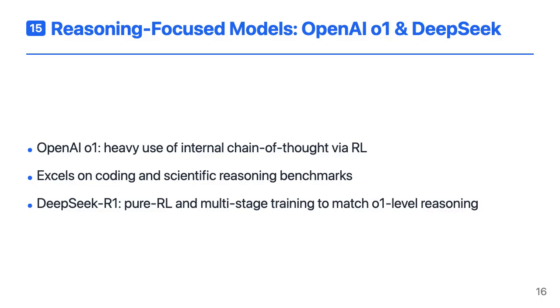A newer trend is models explicitly optimized for reasoning. OpenAI's o1 series uses reinforcement learning to encourage long, deliberate chains of thought before answering, which pays off on hard coding and science problems. DeepSeek shows that similar reasoning performance can be reached with a different RL recipe, called Group Relative Policy Optimization, and a multi-stage pipeline that mixes supervised fine-tuning, pure RL, rejection sampling, and final polishing. These models highlight that training strategy can be as important as architecture.